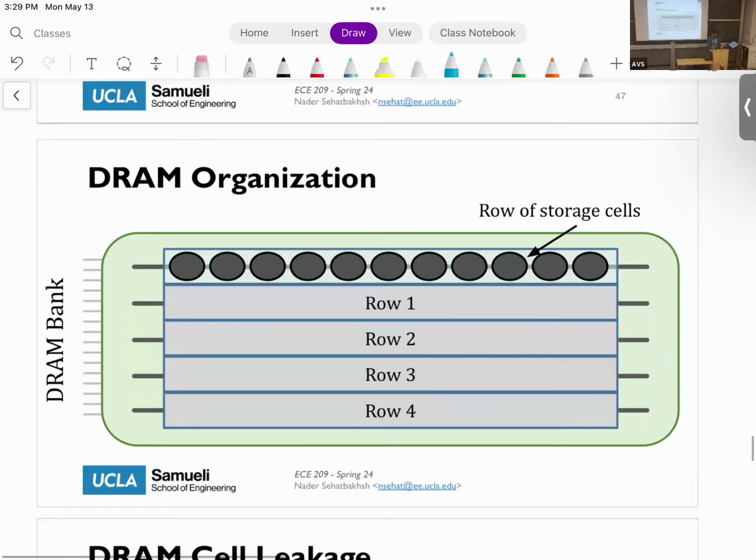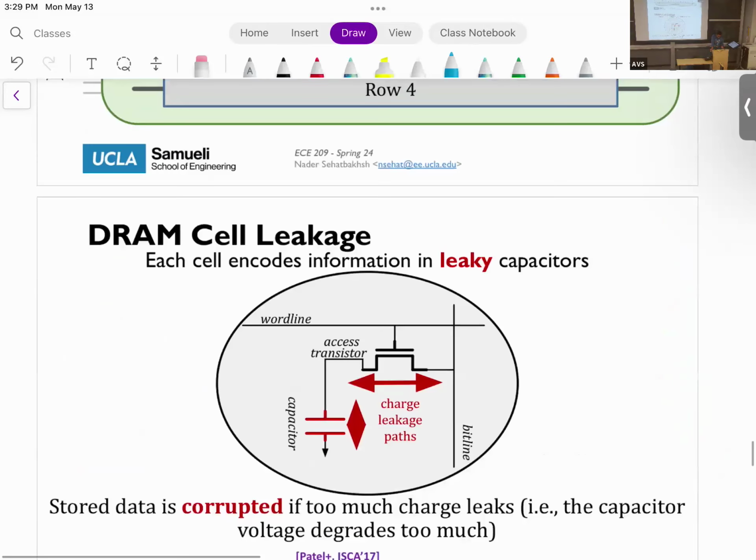So here's what happens. Let's say you have a DRAM organization like this. As I told you, we have multiple banks. Each bank has rows, and each row has multiple cells. This is, for example, row number 0. Each cell has a structure like this that generally leaks. If this word line is somehow getting a little bit higher than 0, it is as if you're opening the access transistor a little bit, so you're allowing a little bit of charge to discharge.